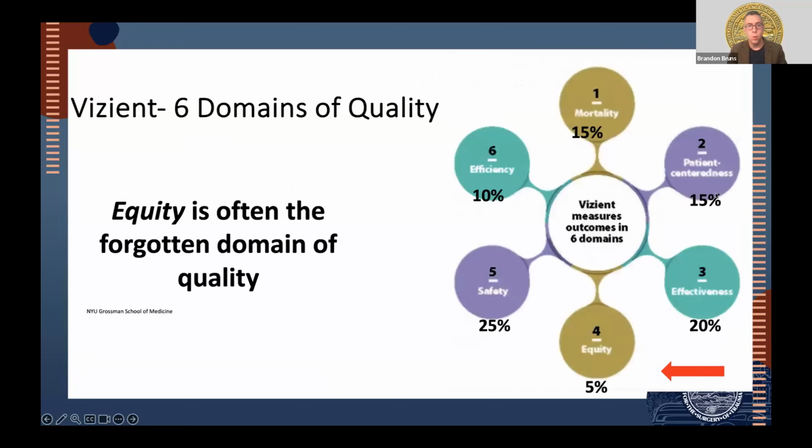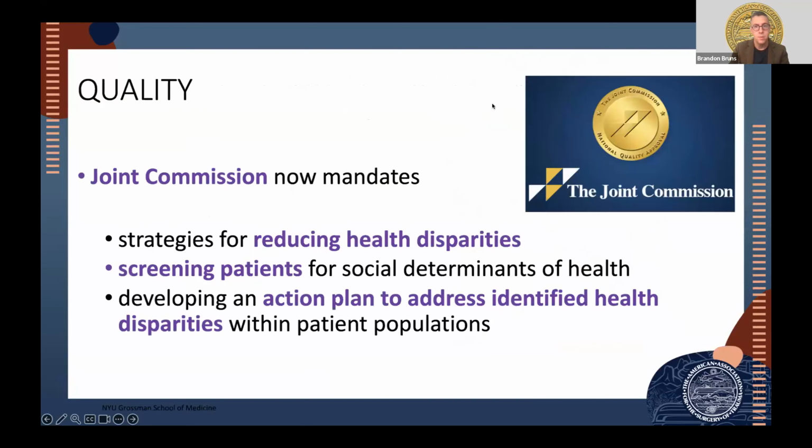So this is important for so many reasons, but one is that Vizient has fairly recently identified equity as one of the additional domains of quality. The Joint Commission, similarly, is now mandating strategies for reducing health disparities, screening patients for social determinants of health, and developing an action plan to address identified health disparities within patient populations.